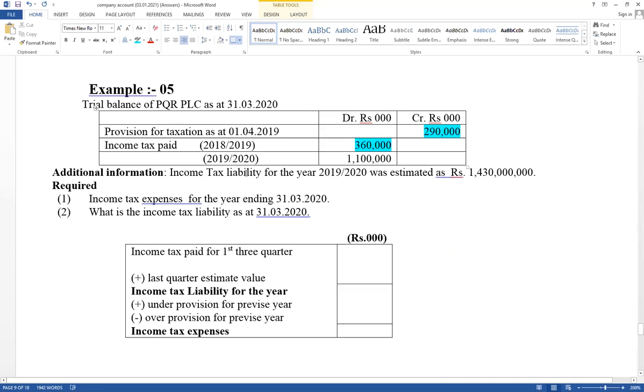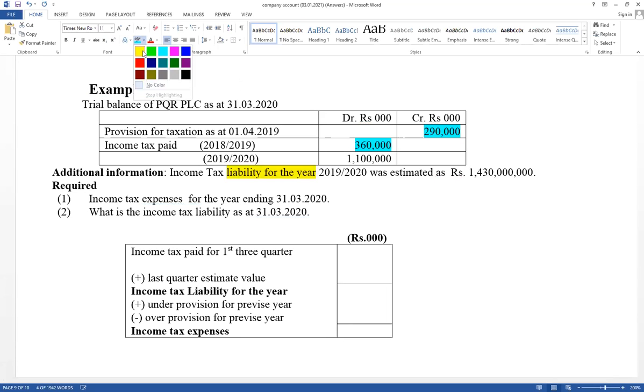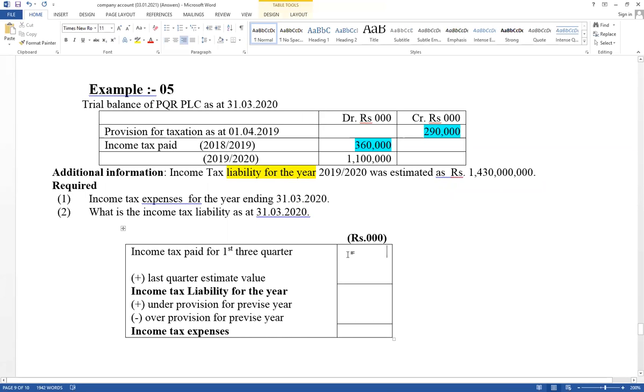And additional information, now it has given income tax liability for the year. Think about question of 4th one, it has given income tax liability of the last quarter of the current year. But in this example, it has given income tax liability for the year. First 3 quarter paid amount equal 1.1 million. Therefore, here as income tax paid first 3 quarter, 1.1 million. And income tax liability for the year is given, it should be included here 1,430,000.